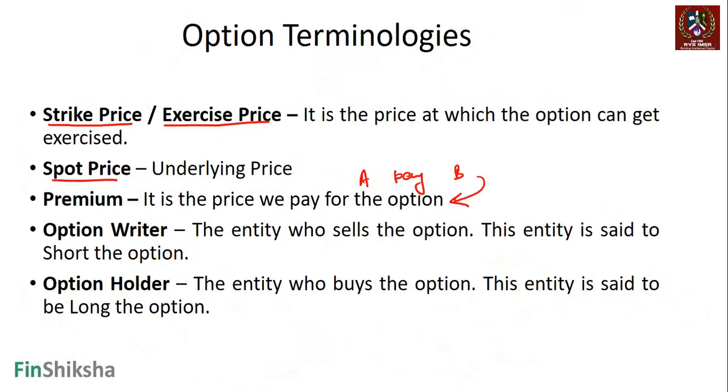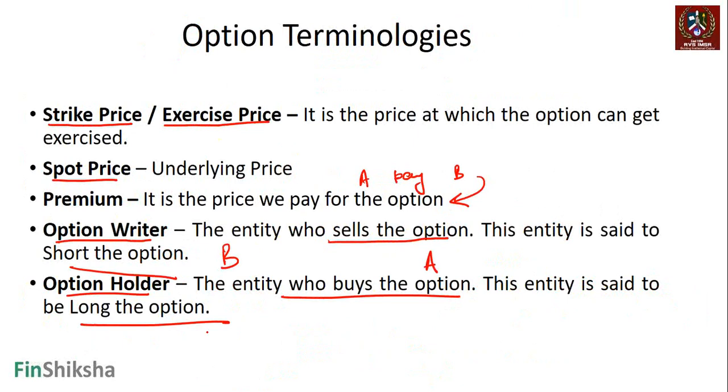The market has it. Option writer is the person who sells the option, also known as short the option. This in our case is B. Option holder is the person who buys the option. That's A. This entity is said to be long the option in our example, right?